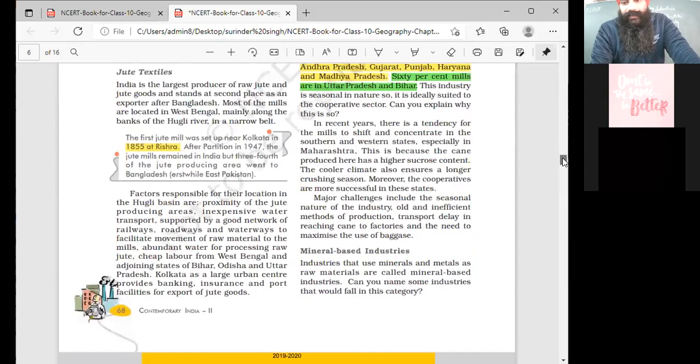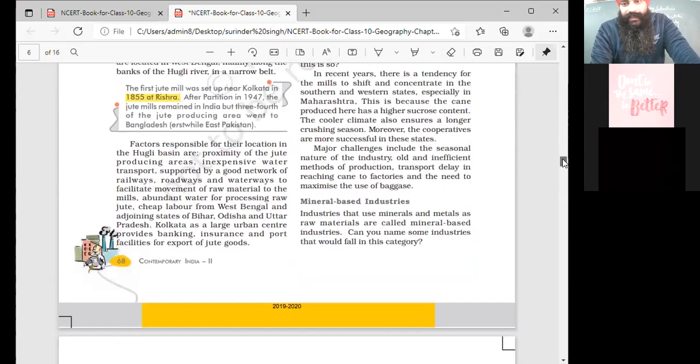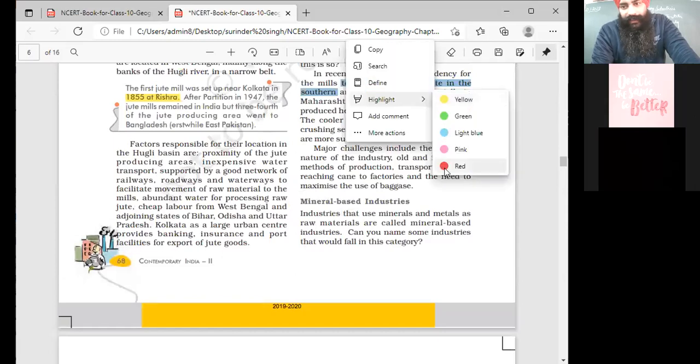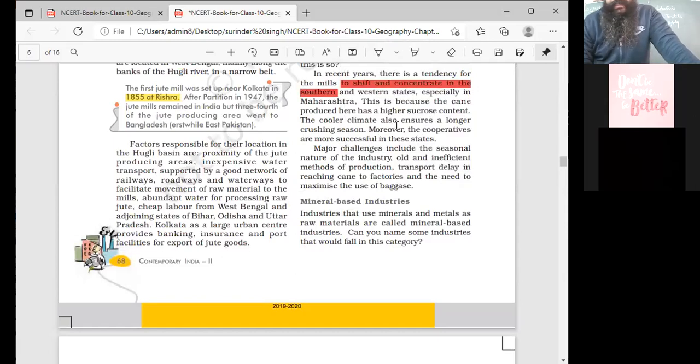So what are the reasons responsible for the concentration of sugar mills in Southern India? What are the reasons? First, higher sucrose content. Sugarcane produced in Southern India, parts of Tamil Nadu, Karnataka, and Maharashtra, has a high sucrose content, because of which the mills are concentrated in Southern India.